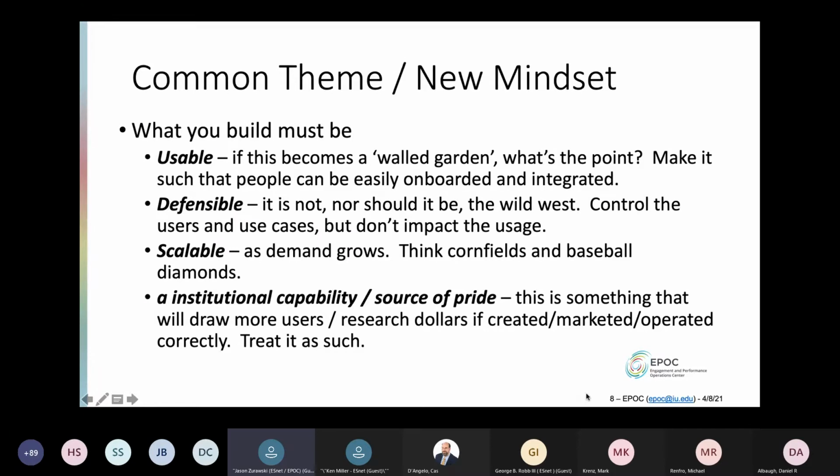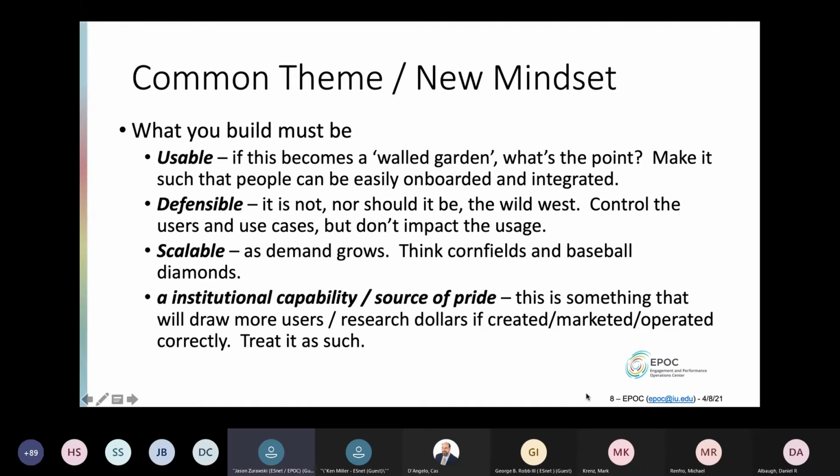We need to make sure that people can be easily onboarded and integrated into this thing so that they can use it to do their work. It must and certainly has to be defensible. If it's not, it becomes the Wild West. We want to be able to control the users and the use cases, and we don't want this to become this big open space where anything goes. And we don't want that mentality to trickle down to the user level as well.